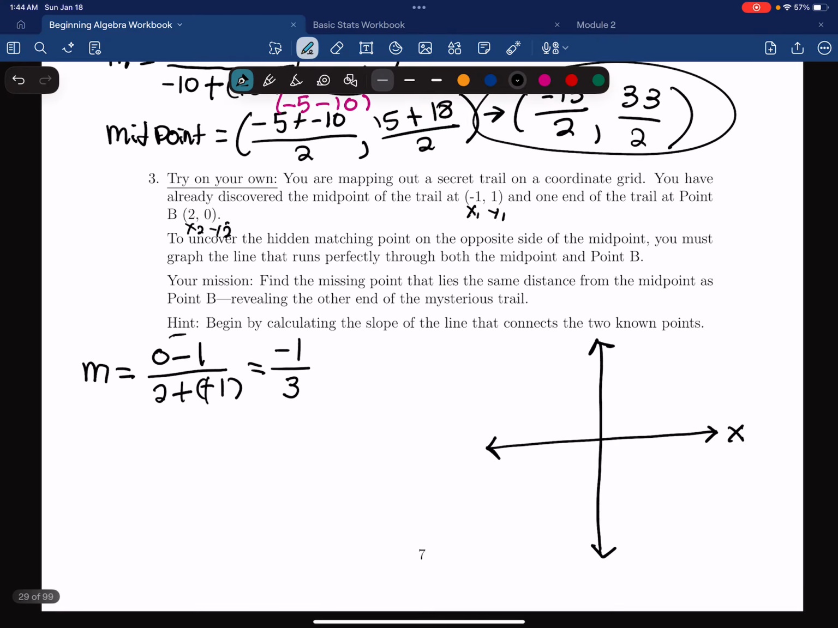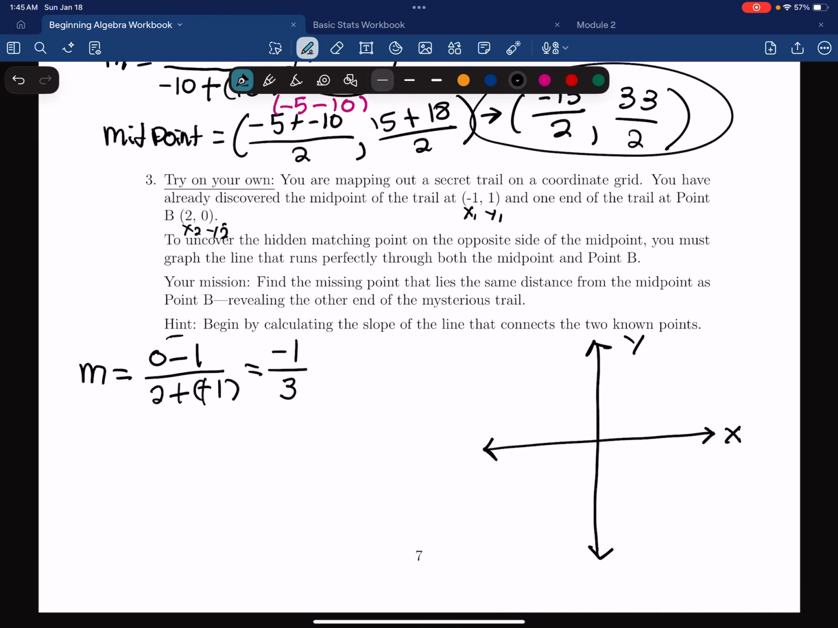So we have x, y. Let's do 5 dashes on each axis, 1, 2, 3, 4, 5. Okay. So let's plot the point B, which is 2, 0.